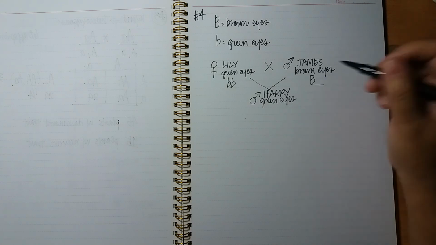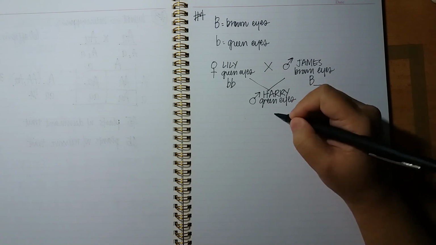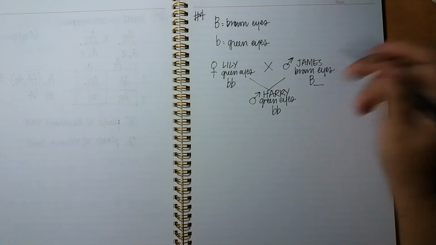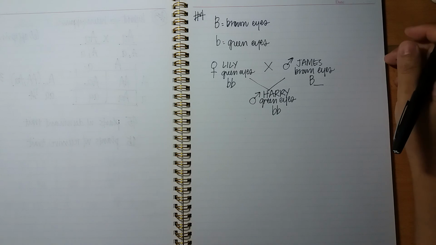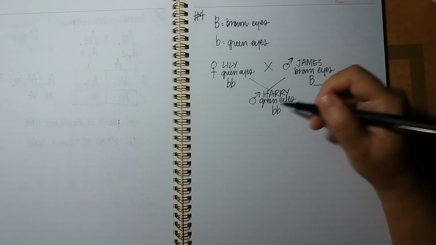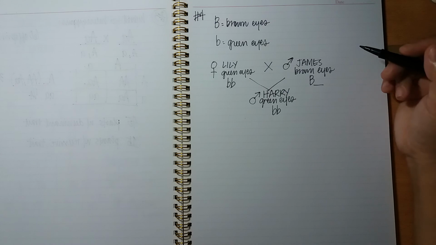Now, meron daw silang anak na may green eyes, si Harry. So, green-eyed Harry has a genotype of small b and small b, kasi nga, he exhibits the recessive phenotype. Okay. So, may clue na tayo. Right? We can determine what James's genotype is based on yung result nung cross.